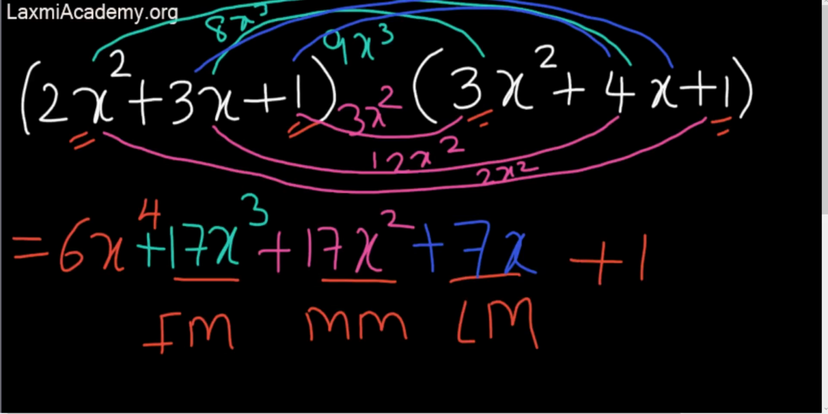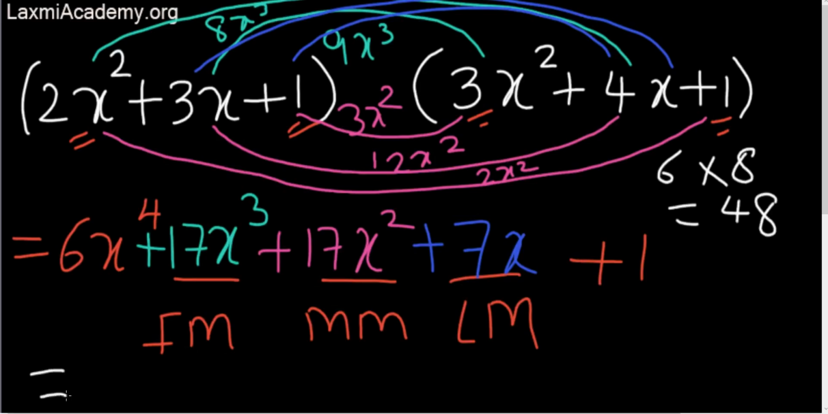Now let's see if our answer is correct by substituting 1. So here you substitute 1 in place of x. So 2 plus 3 is 5. 5 plus 1 is 6. Times, here you substitute 1. 3 plus 4 is 7. 7 plus 1 is 8. So 6 times 8 is 48.